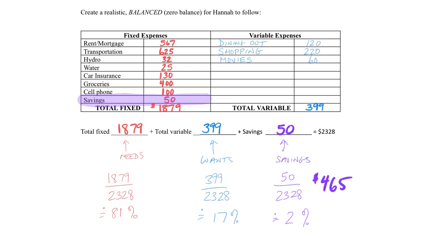Now, I'm hoping we can see that if we bumped up Hannah's savings to $465, that is not going to leave enough for her wants. And that's not a great thing. If you're putting all of your money into your needs and into your savings, then you can make the argument, are you enjoying your life? You're losing out on all your wants. So does that mean that Hannah needs to try to limit some of the payments she makes on her needs?